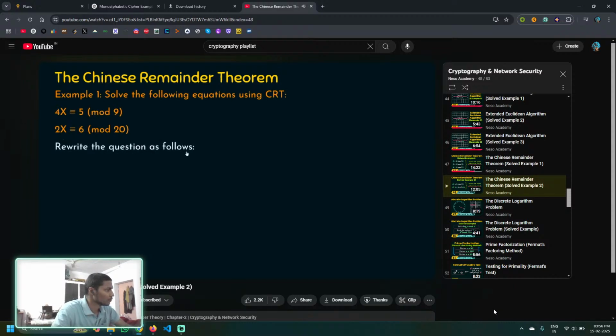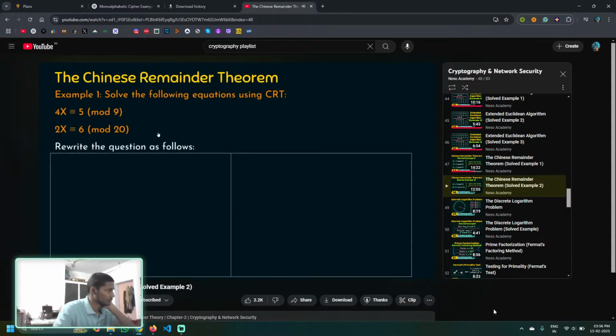So we are going to rewrite the question as follows. We have two equations, right? So I'm going to take two columns. Let me place the first equation here and the second equation here. Here we want to make it as x is congruent to something mod 9. Here we are going to rewrite it as x is congruent to something mod 20.